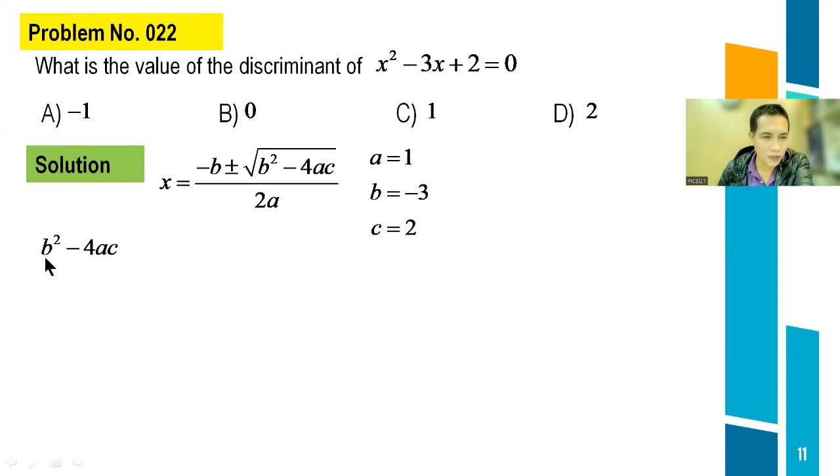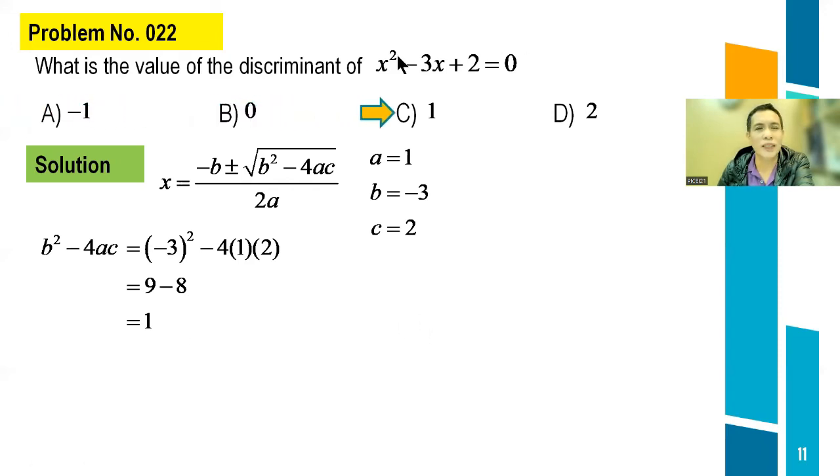We will substitute into b squared minus 4ac. So we have -3 squared minus 4 times 1 for a and 2 for c. Next, -3 squared, that's 9. 4 times 1 times 2, that's 8, so minus 8. So 9 minus 8 is equal to 1. So the correct answer is 1. Meaning the value of the discriminant of the given quadratic function is equal to 1, which is letter C.